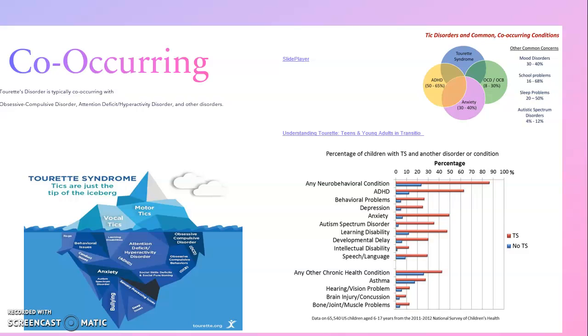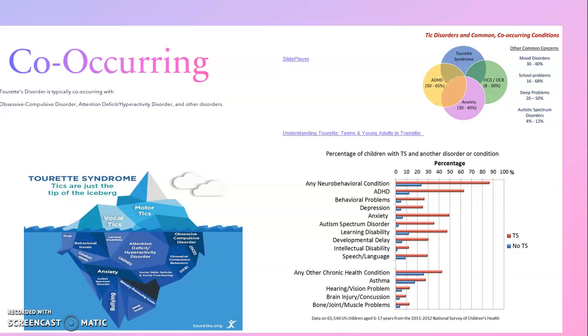As you can see on the infographic image of an iceberg, Tourette's motor and vocal tics are only on the surface. Below are many other conditions and issues the individual is experiencing. The right is a graph of children ages 6 to 17, and the red line represents those diagnosed with Tourette's and a co-occurring disorder, and the blue line represents just a singular disorder.